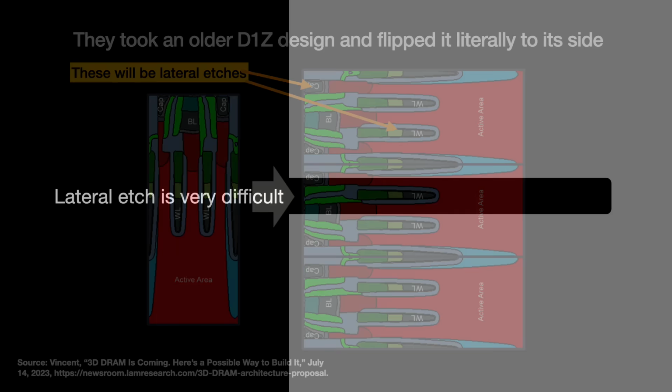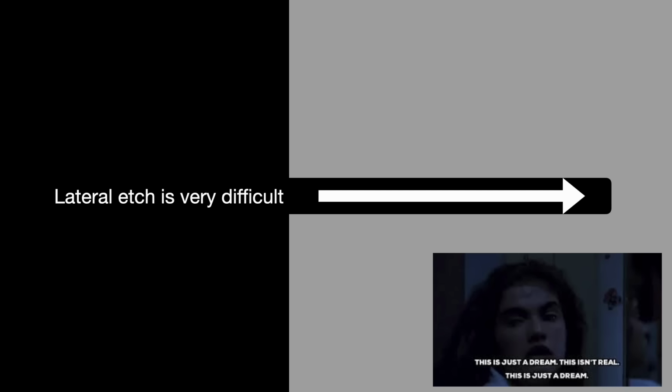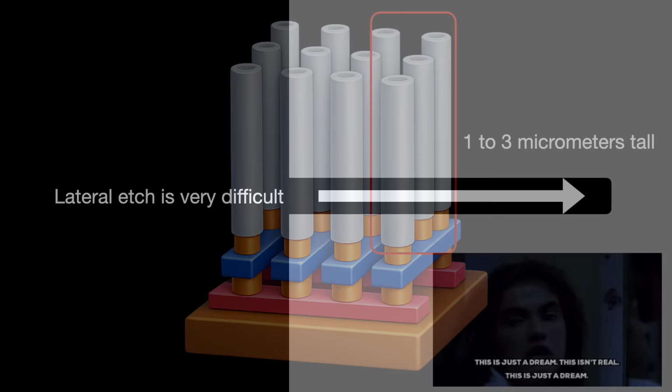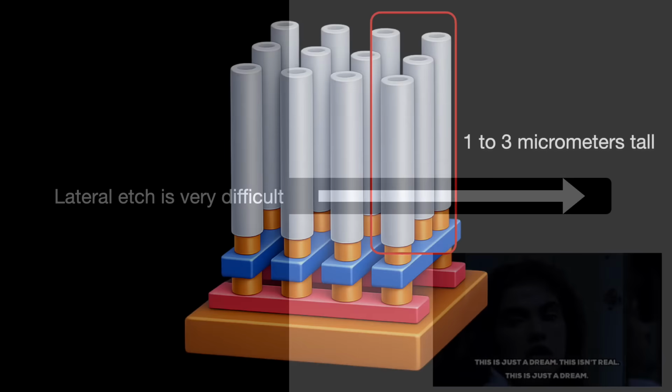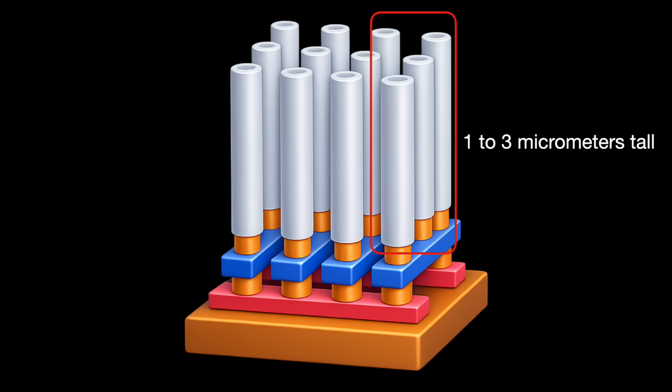For these reasons, the capacitors cannot get as horizontally long as they are tall today. Modern DRAM capacitors can be 1, 2, or even 3 micrometers deep, which is kind of wild considering they're just 20 to 30 nanometers wide. We can't etch 3 micrometers laterally, so the horizontal capacitors will be shorter, making them less effective.